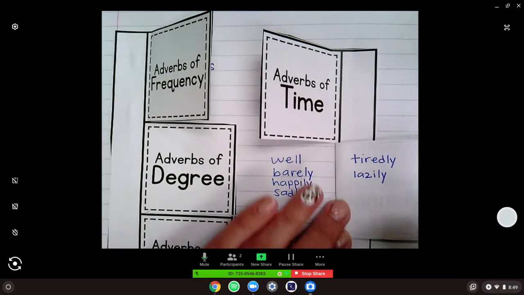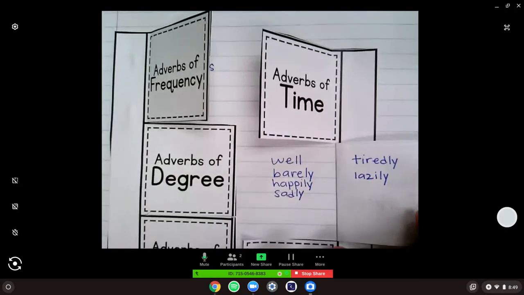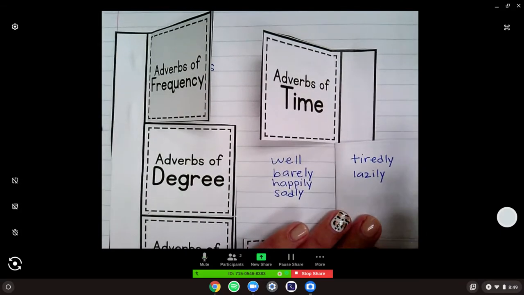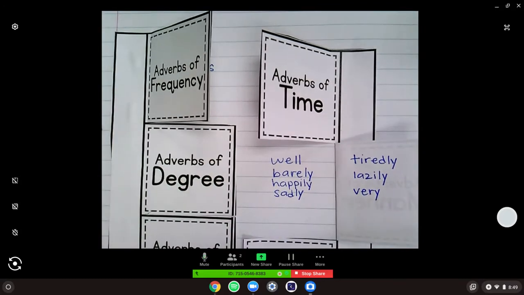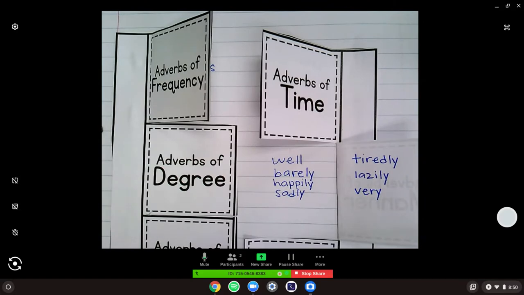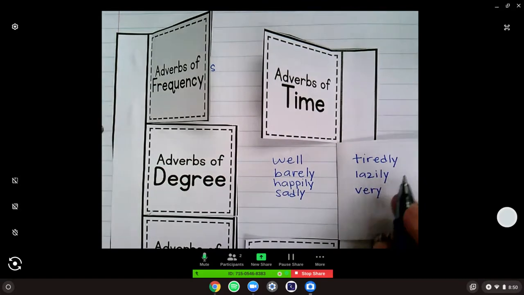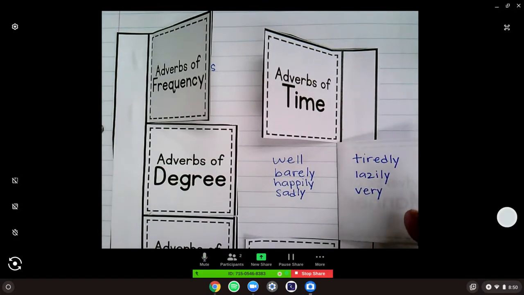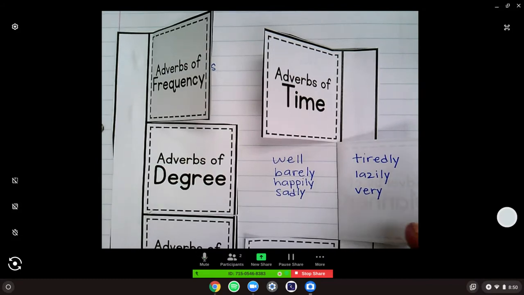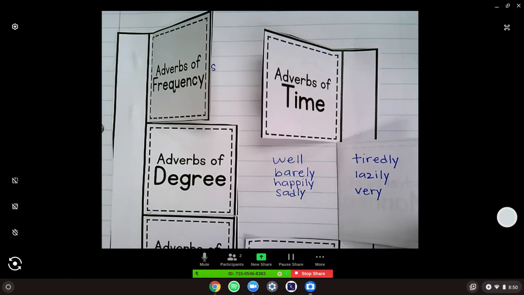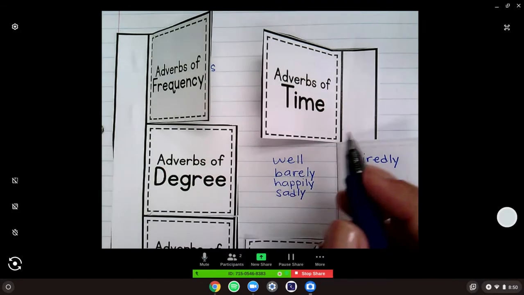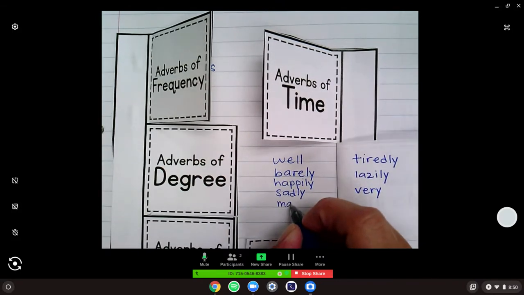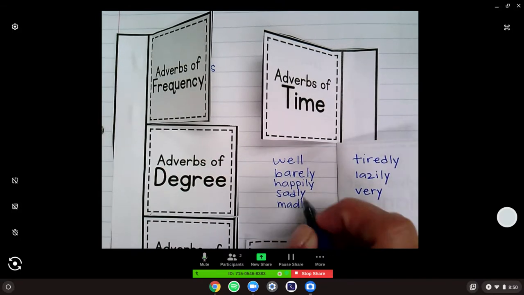Or I might say Superman is blank strong. Very. He's very strong, okay? What else? Lily? What was it? Closely? Yeah. Not quite. Not quite. Rosie? We could say madly, more with emotions. Manners usually are like emotions.